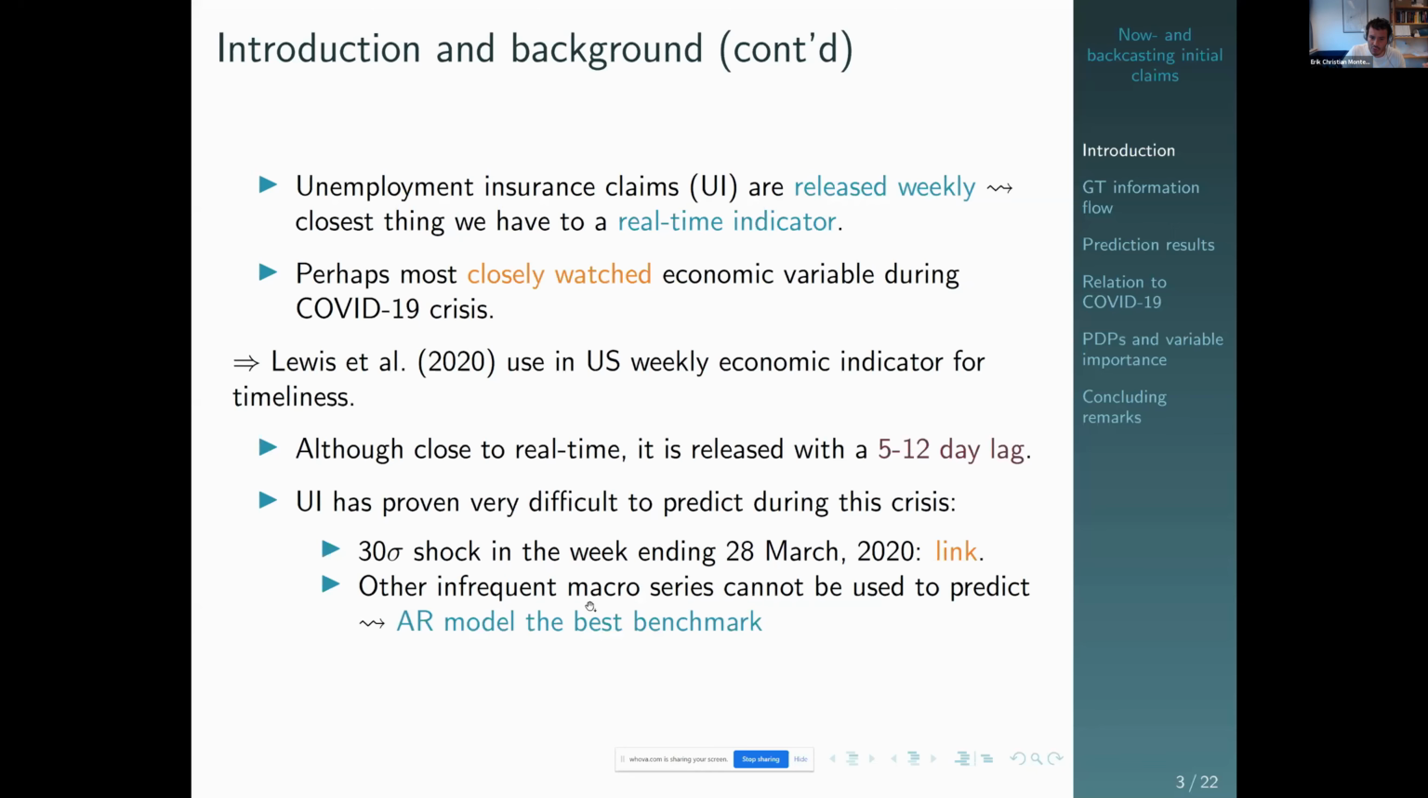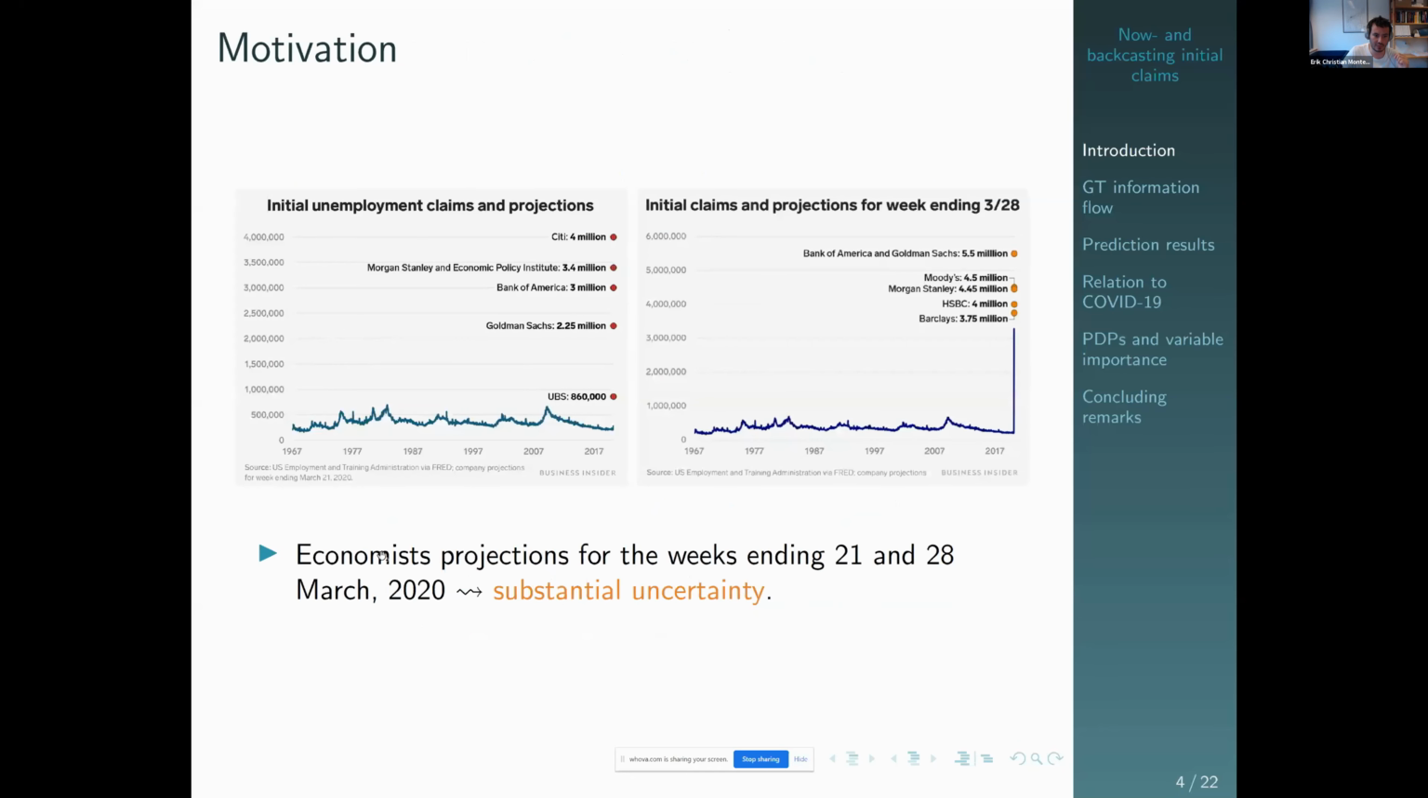You cannot really use other macro series to predict it because they are of a lower frequency and they are stale. So usually what we find is that the AR model is the best benchmark. These series are quite persistent, but in general, an AR model is a difficult benchmark to beat.